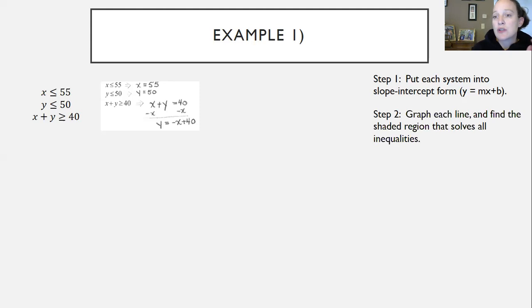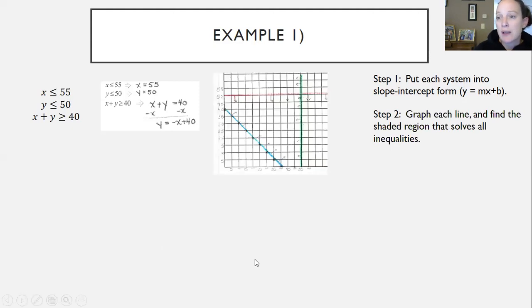So step two is to graph all of the lines and find the shaded region. If you're wondering what to do, go back and watch the previous video because I do a very clear step-by-step on how to graph the lines and find the shaded region. But it should look something like this. Green is going to be our x equals 55. Our red is our y equals 50. And the blue is that y equals negative x plus 40.